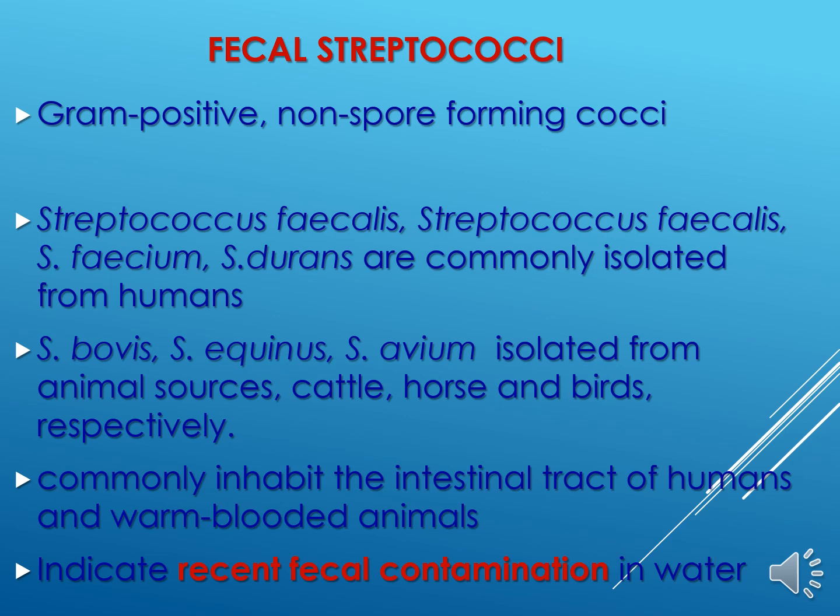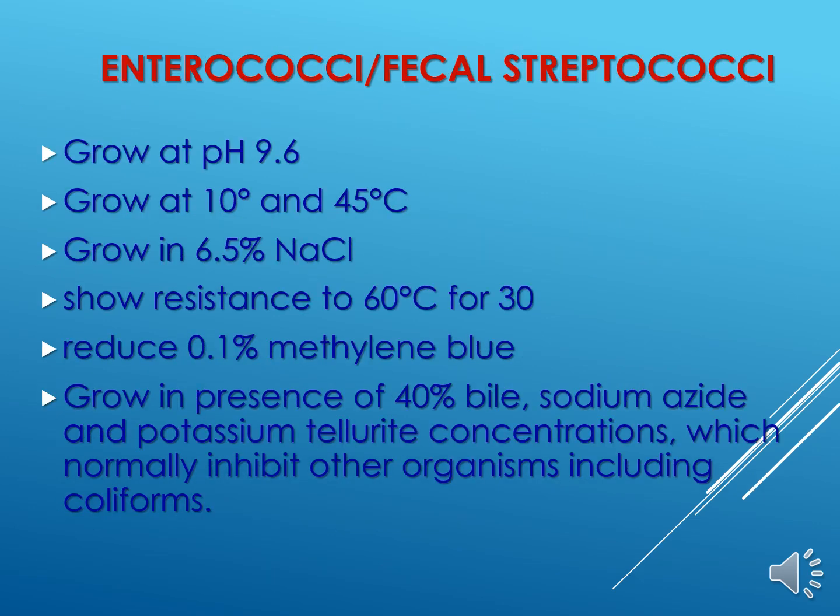They commonly inhabit the intestinal tract of humans and warm-blooded animals. They also indicate recent fecal contamination in water. Fecal streptococci, another indicator of recent fecal contamination. Fecal streptococci were previously designated as enterococci also because they come from the enteric part, the intestine.